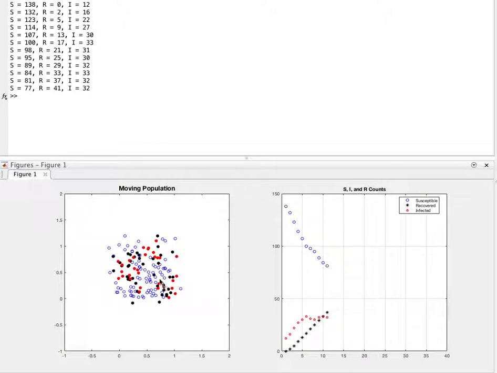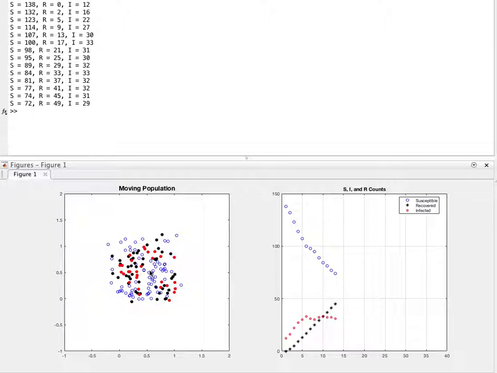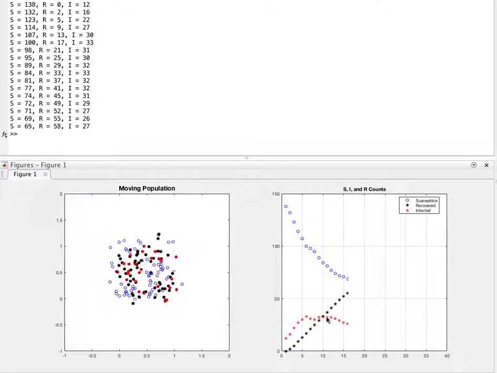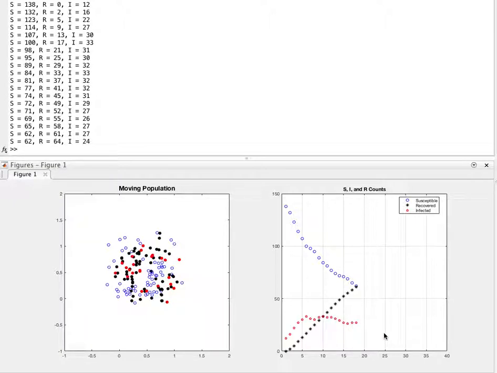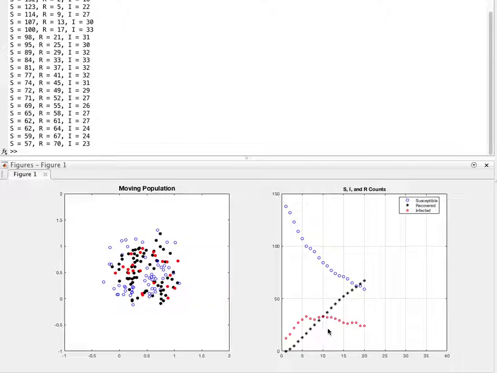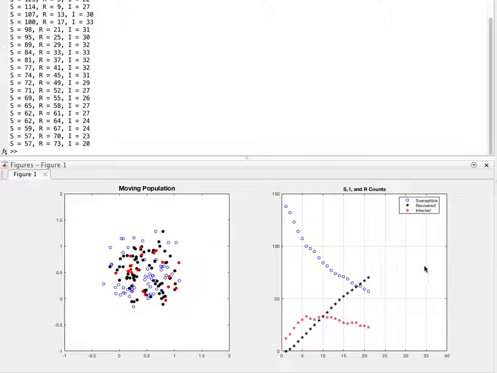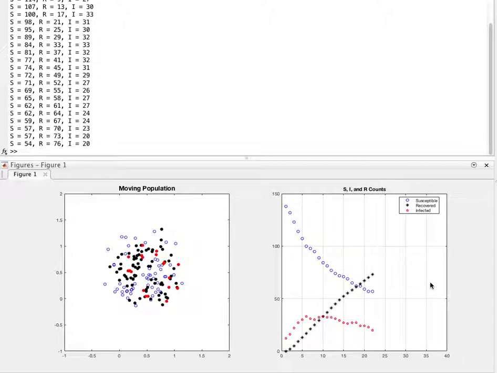And there are pockets of susceptible people that appear not to be getting infected. And in fact, as this steps through the simulation, it looks like our number of infected people is actually going to start going down, and our number of recovered people is going to start leveling off here shortly.